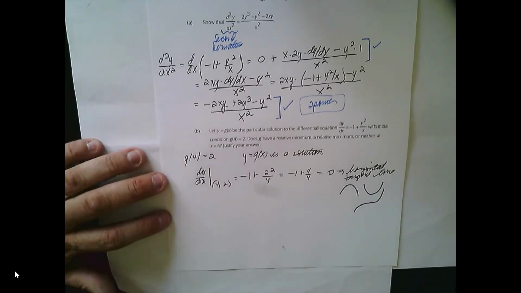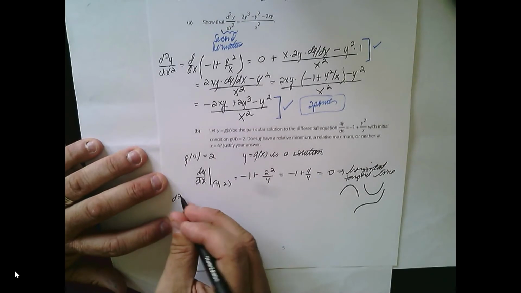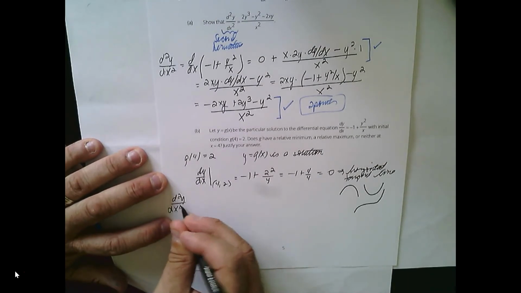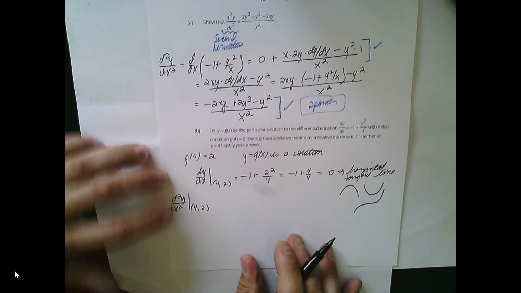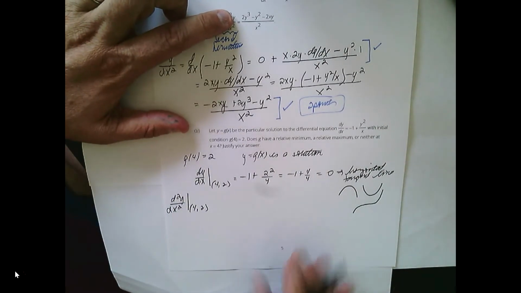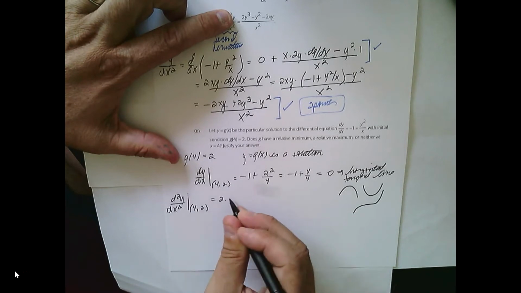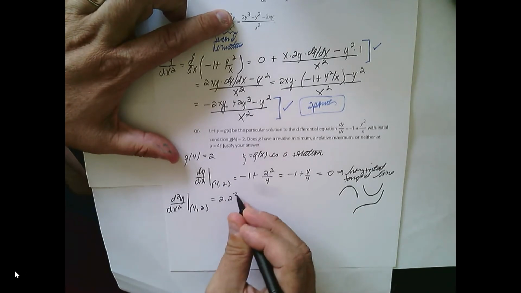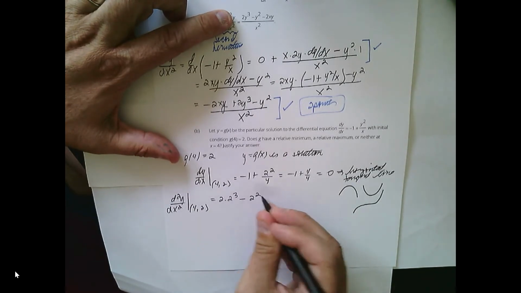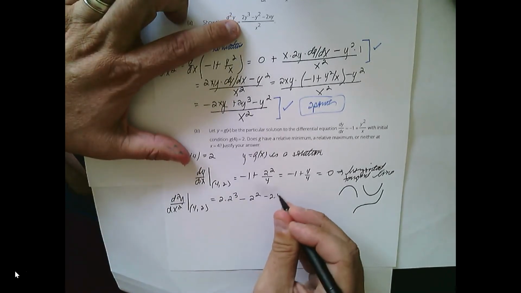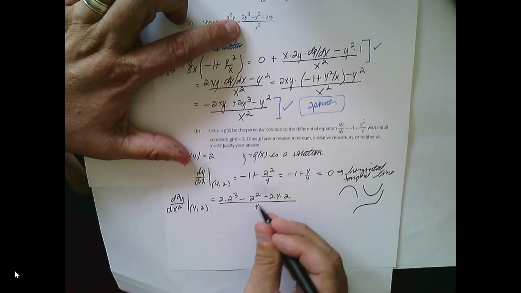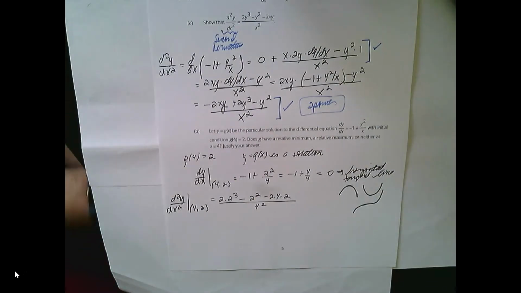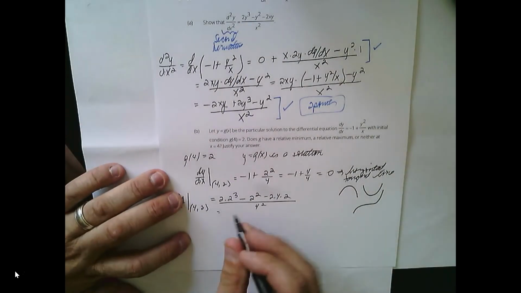The way that you make a determination is you look at the second derivative. So we're going to look at the value of the second derivative at 4 comma 2. And remember, they already gave that to us up here. If I do that, I've got 2 times 2 cubed minus 2 squared minus 2 times 4 times 2 over 4 squared. Well, let's clean this up a little bit.